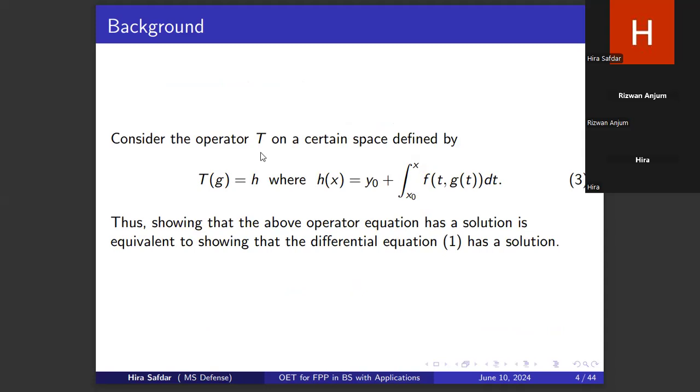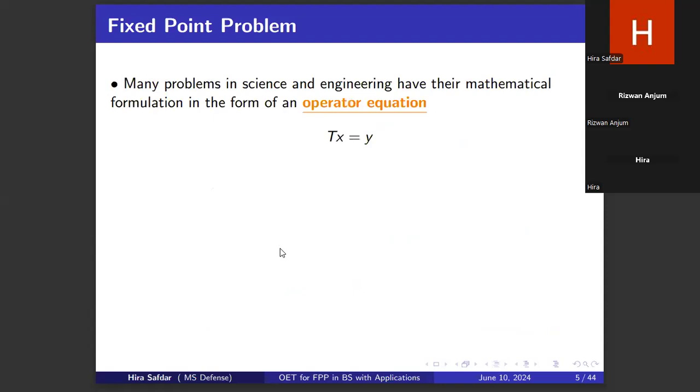Let T be an operator which is defined on a certain space and defined in this way: Tg is equal to h, where h is the right hand side of the integral equation. Thus, showing that the above operator equation has a solution is equivalent to showing that differential equation 1 has a solution. As we discussed in previous slides, we convert a differential equation into another form of equation, which is an operator equation, and the solution of that operator equation is actually the solution of our problem.